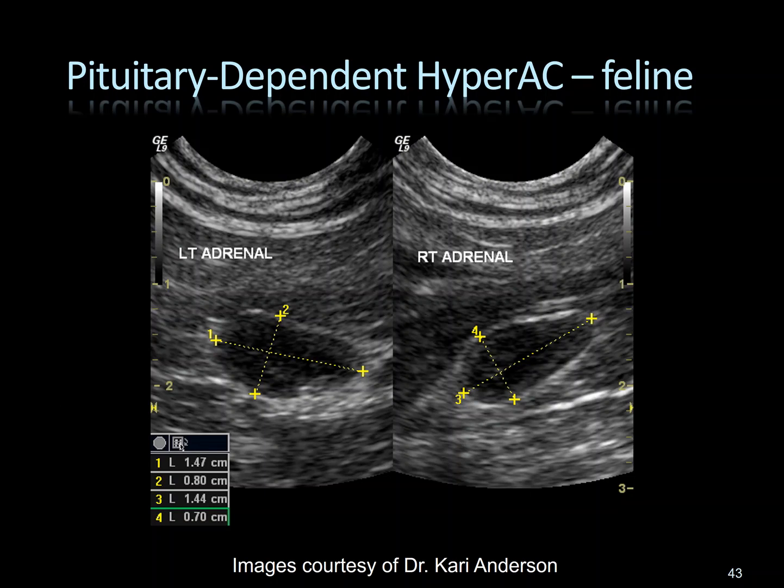Cats will get it too. Hyperadrenocorticism is not nearly as common in cats as it is in dogs, but we will see it. And this is a case, again, a pituitary-dependent case where if you look at the measures of thickness, number 2 and number 4 there, 8 millimeters, 7 millimeters, that's too big for a cat. Again, it's uniform, it's bilateral, so this is a pituitary-dependent hyperadrenocorticism.